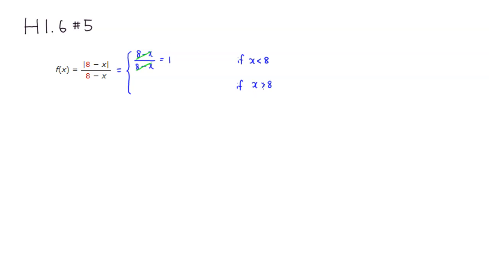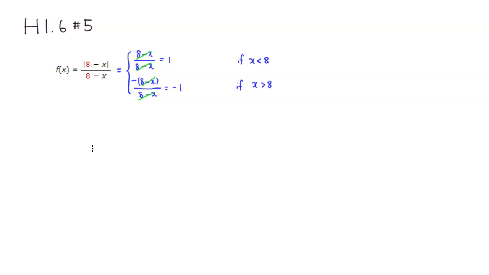When x is greater than 8, 8 minus x is always going to be negative. So what the absolute value sign does is negate that quantity, turn it into a positive of the same magnitude. So it's going to be the negative of the quantity 8 minus x, and the denominator is exactly the same, 8 minus x. Again, we can cancel 8 minus x on top and on the bottom, which leaves you with negative 1. So when x is greater than 8, this function is actually negative 1.